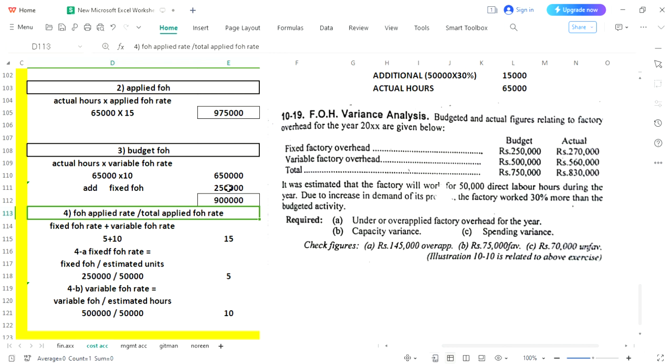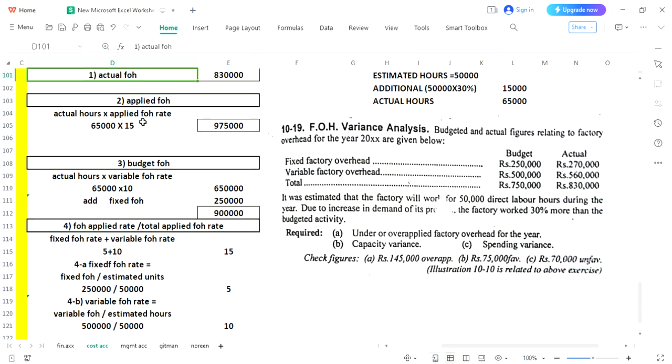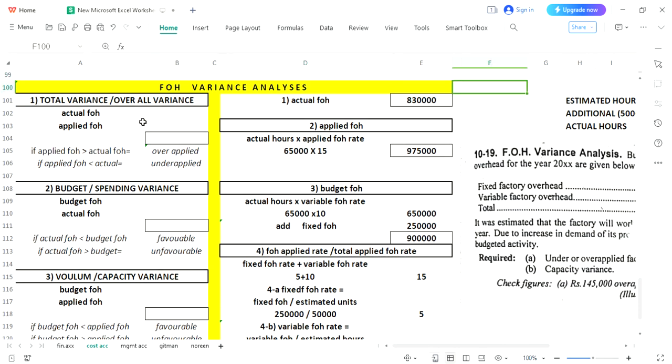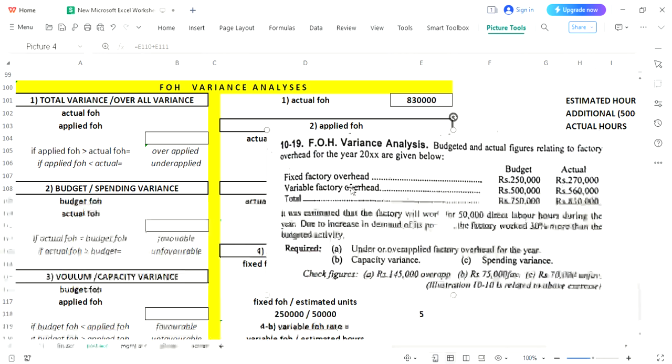Okay, and next you will calculate the variances. So everything on the right side is completed. Actual FOH was needed, we have calculated. Secondly, we needed applied FOH. This has also been calculated. And then budget FOH 9,00,000, it has been calculated. So the right side of the page is completed. It means we can now focus upon our left portion.